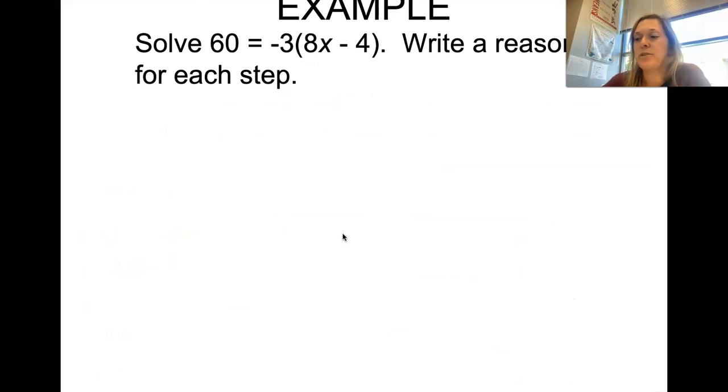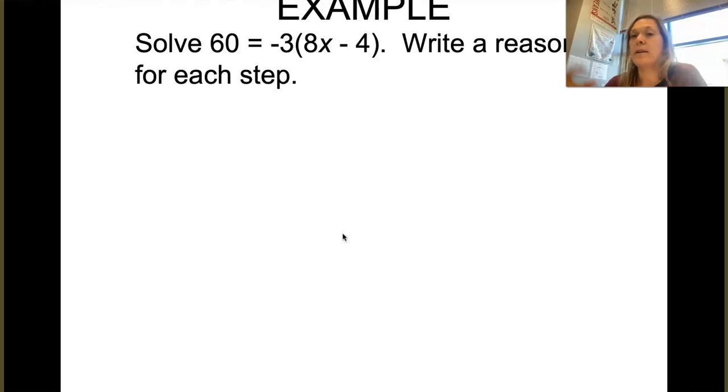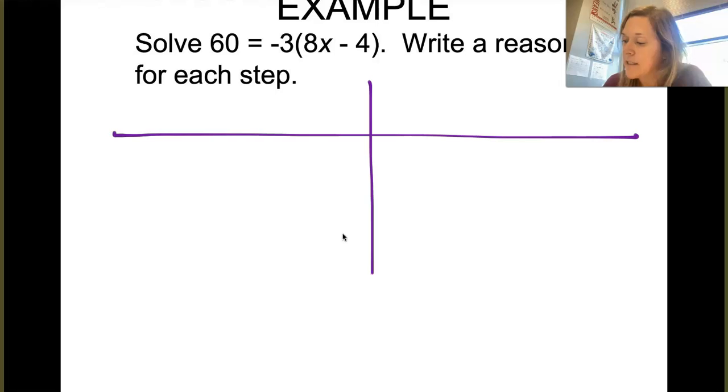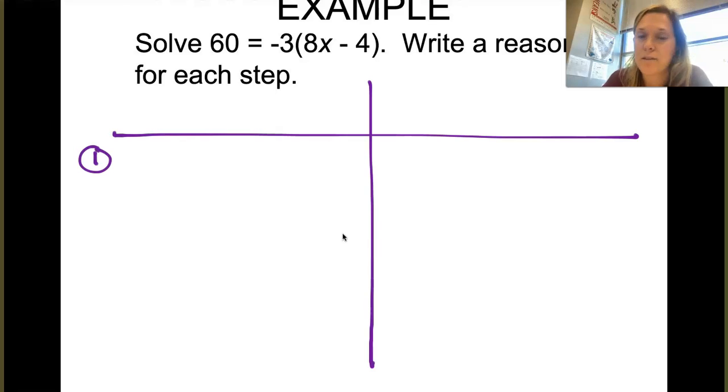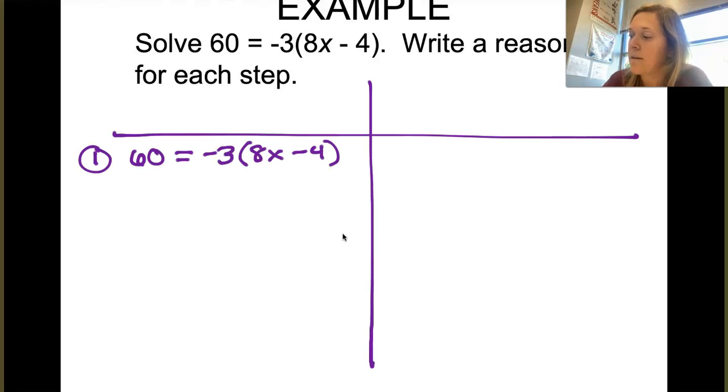All right, so can we do one on our own? Well, not on our own, but solve it and justify. So let's go ahead and create a t-chart just to kind of get ourselves organized here. Okay, and then on the left side, we're going to put our equations. I label my lines just to make it easier when we're talking. So 60 is equal to negative 3 times 8x minus 4, which is the given equation.